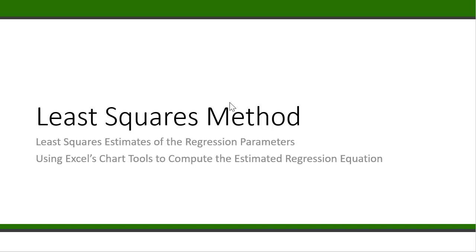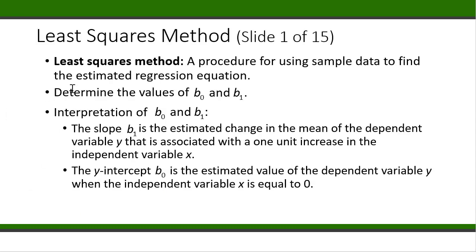So moving on, the next thing we want to do is talk about the least squares method for estimating that line, or having the best line. And so the least squares method, it's a way to use your data to find the estimated regression equation. That is, we want to determine the values for b0 and b1.